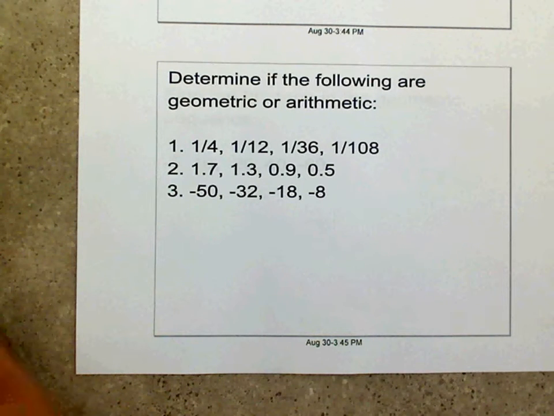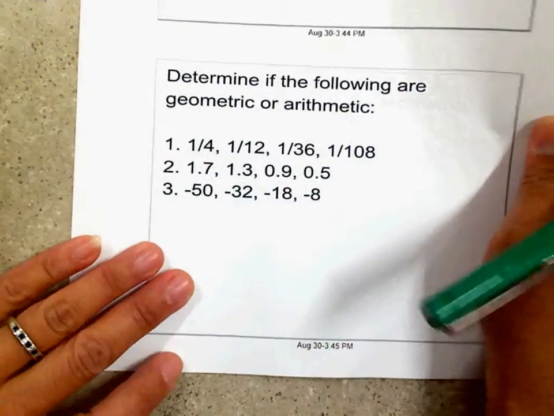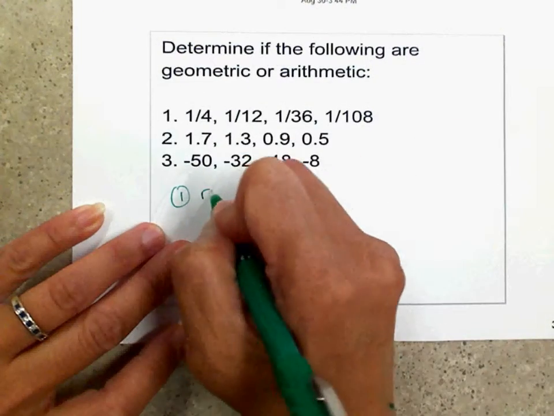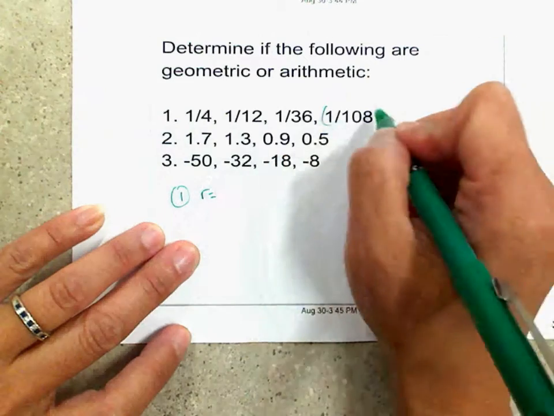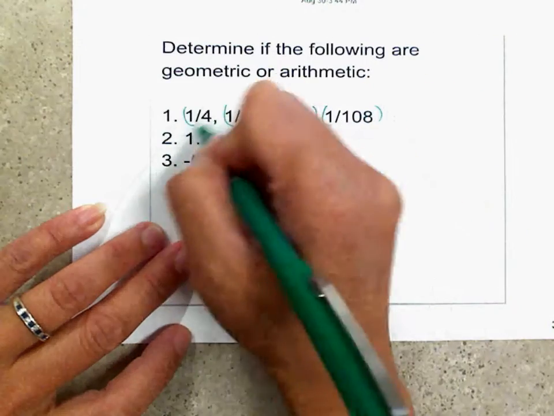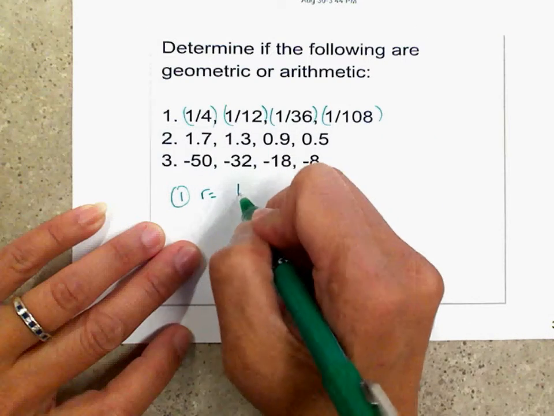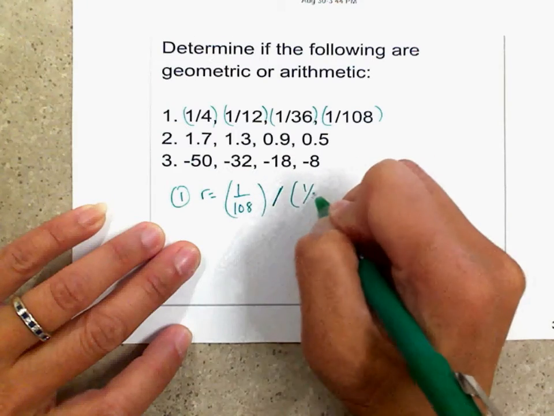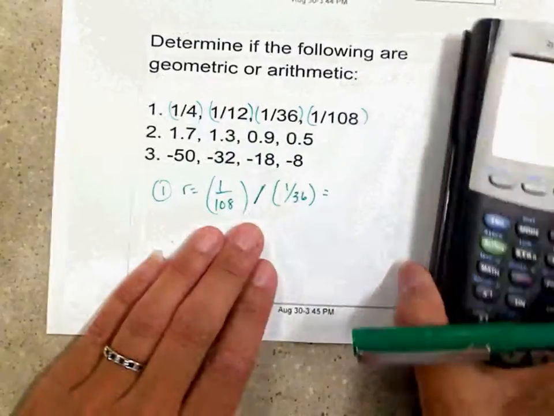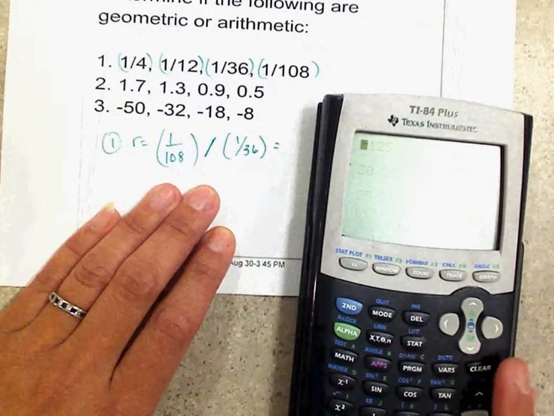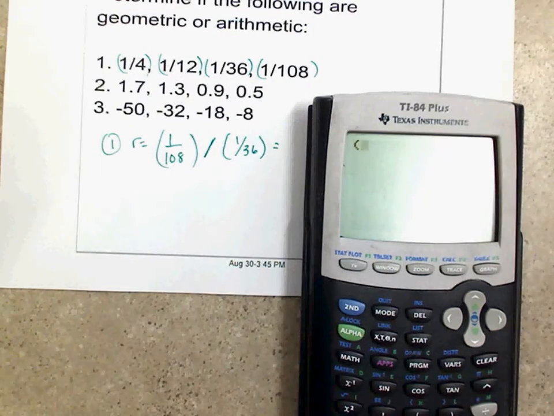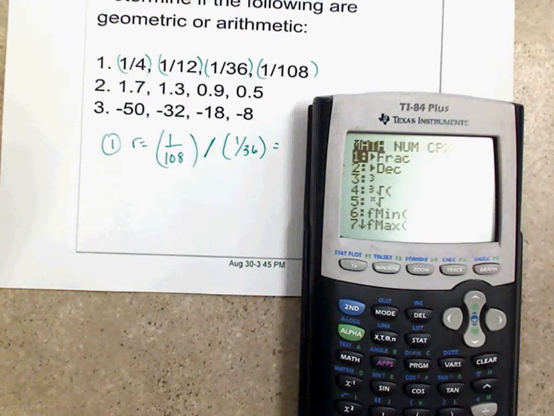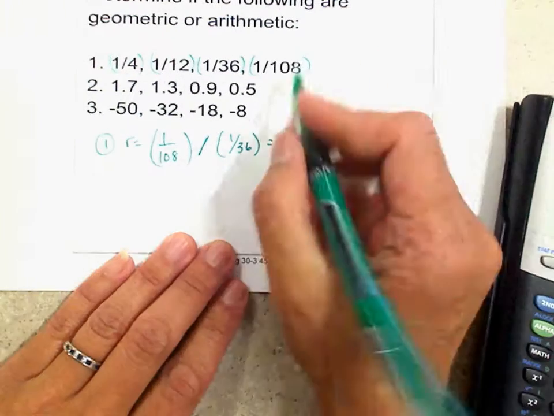All right. Let's see if you guys can do this one. Let's look at number 1. Ratios. This is a fraction. Put parentheses around them, just like that. So you have 1 divided by 108 divided by 1 over 36. See how you just type it in like that? Let me show you on the calculator. Parentheses, 1 divided by 108, divided by parentheses, 1 divided by 36. Hit math, fraction's easier, so this comes out to be 1/3.